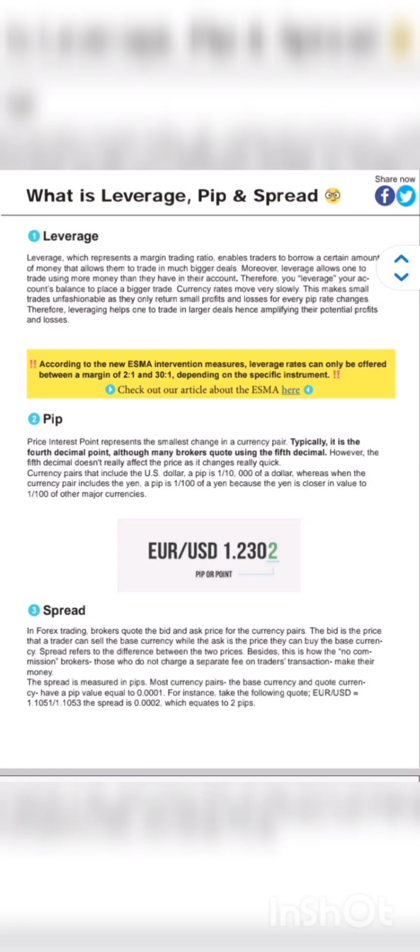So we have euro to USD here, pip or point, whatever you want to call it. These are points or pips, the fourth or fifth decimal, depending on the broker. So when the fourth changes, the pips change, increasing or decreasing the value of the currency, depending on the time that you trade and how you trade it. So the pip is actually how we count our profits.